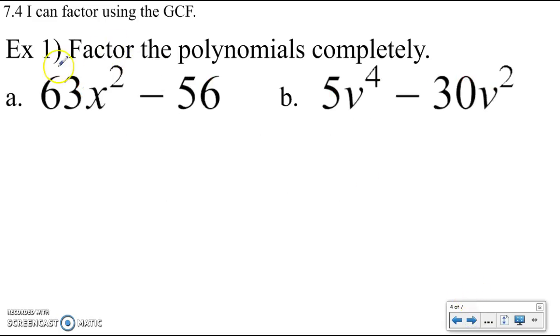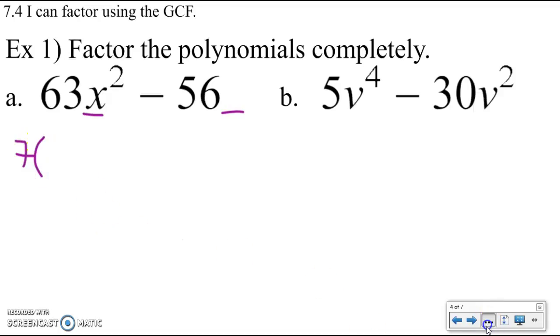So we are going to start out with 2 terms here. We need to decide what can we divide both 63 and 56 by. And I know that I can divide both of those by 7. We also need to look to see if there are variables in both terms. Since there are not, 7 is our GCF. So I have my 7 written down, and I'm going to start my parentheses.